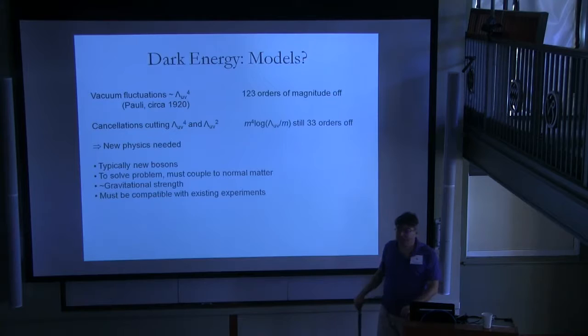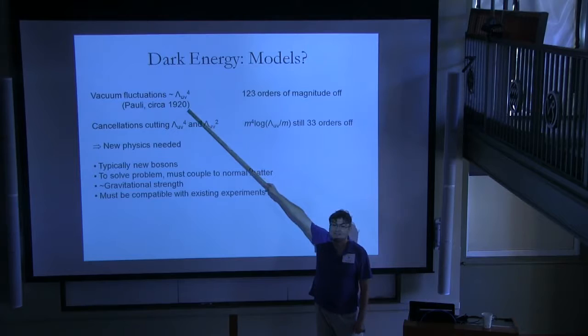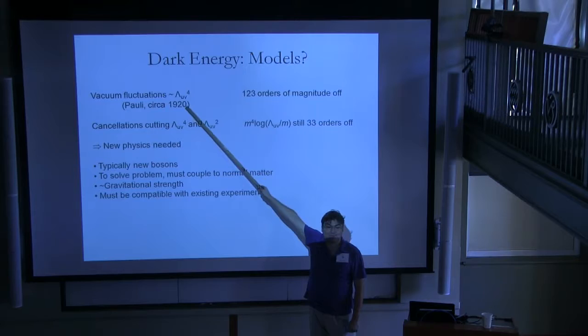But what about models? The most straightforward model would be vacuum fluctuations, but already Wolfgang Pauli has realized that they would blow up. He had them wrong by a factor of 2 because he didn't know that the ground state energy of the harmonic oscillator was 1/2 h-bar omega.